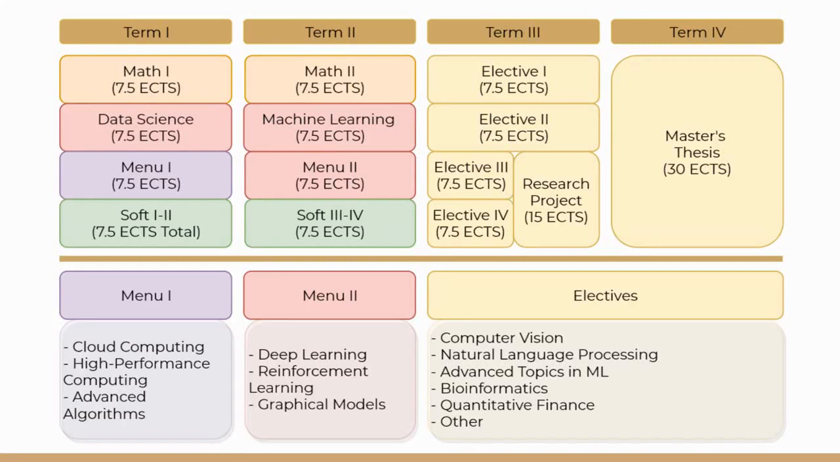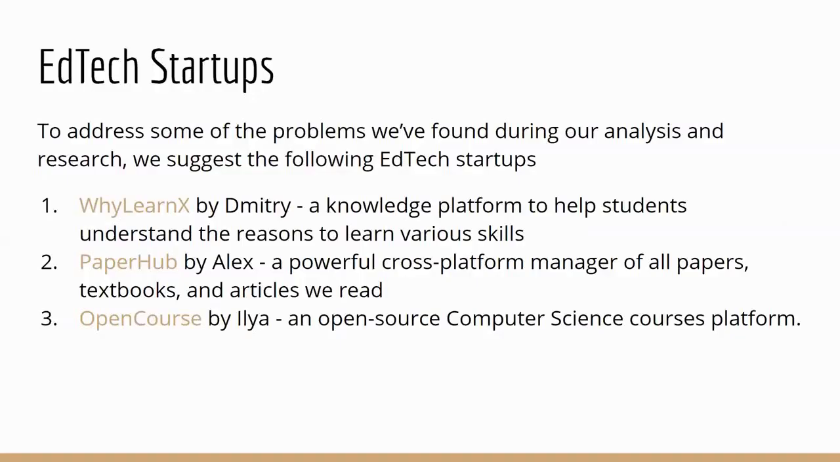The third term is completely at the students' discretion, so they can first select whether to take a course-based option, which allows them to take four electives, or research-based, which is two electives and a large research project. And electives probably should be everything that students or teachers can imagine. So we suggest computer vision, NLP, advanced ML, bioinformatics, quant finance, but this is not the whole list. And the fourth term is for thesis. Well, that's all for our project.